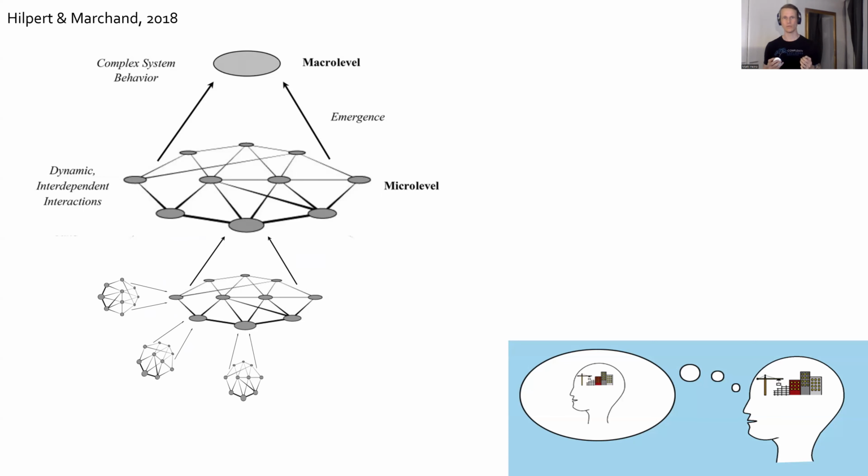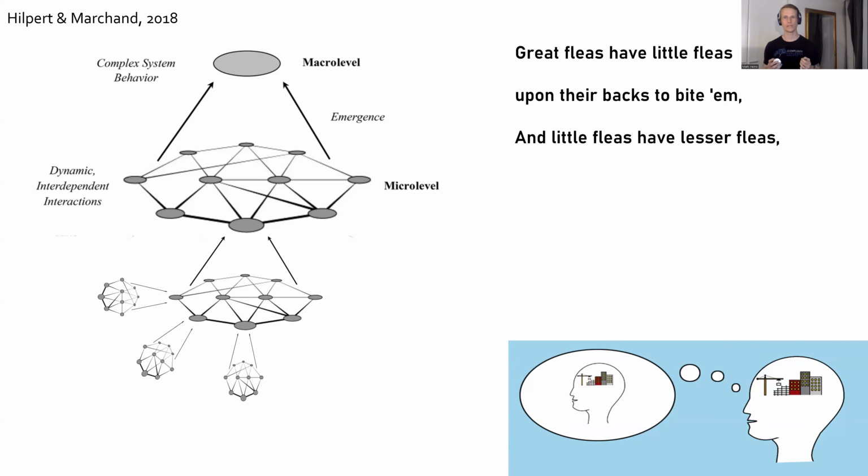And there's a poem that goes like, great fleas have little fleas upon their backs to bite them, and little fleas have lesser fleas, and so ad infinitum. This was Augustus de Morgan, describing, I don't remember what he was describing, but it very nicely deals with something called the fractality of this multi-scale layering.